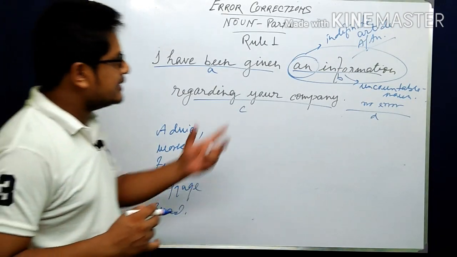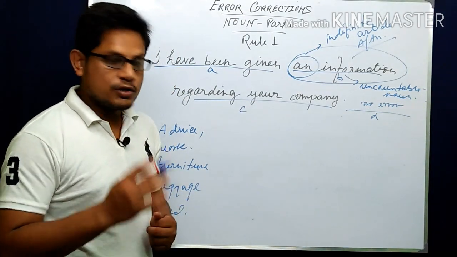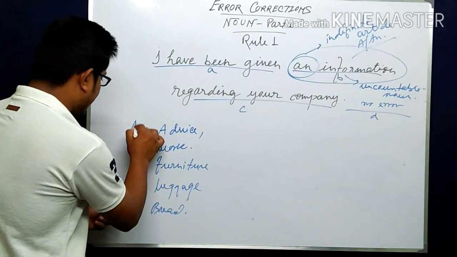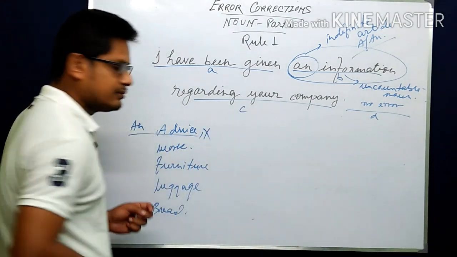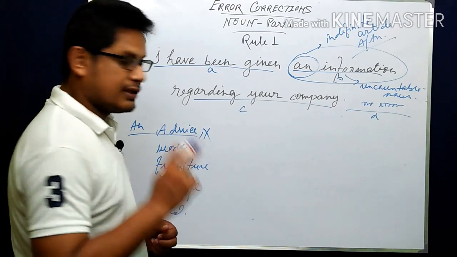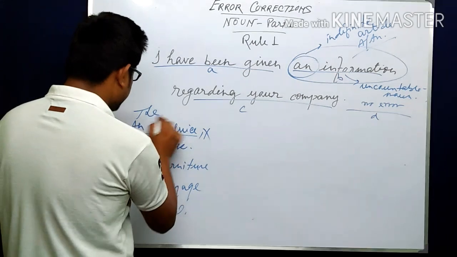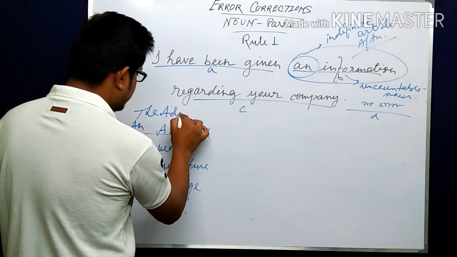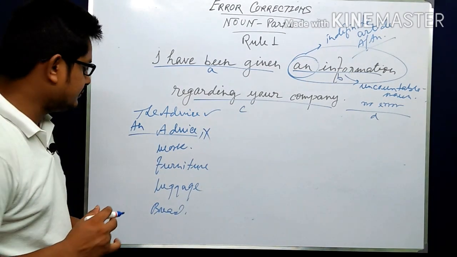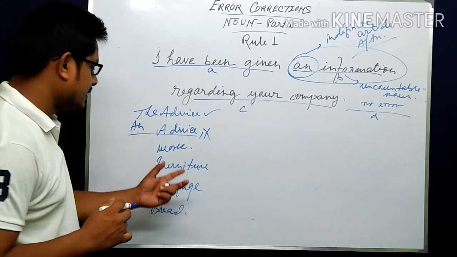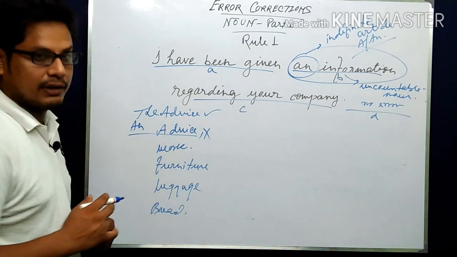As I said, an indefinite article cannot be used with such uncountable nouns. So you are not supposed to use something like an advice. If you write an advice, then it is wrong. But there is a twist, and the twist is that if you write the advice, then it is right. Clear? Similarly, if you write a furniture, then it is wrong again. But you can write the furniture.